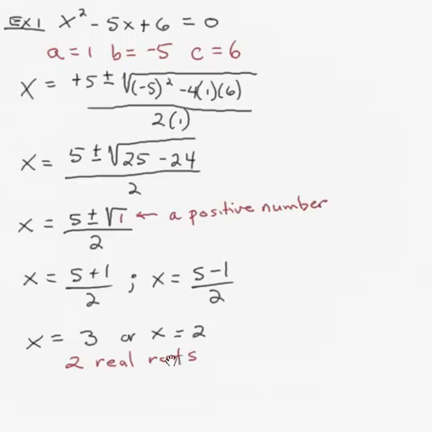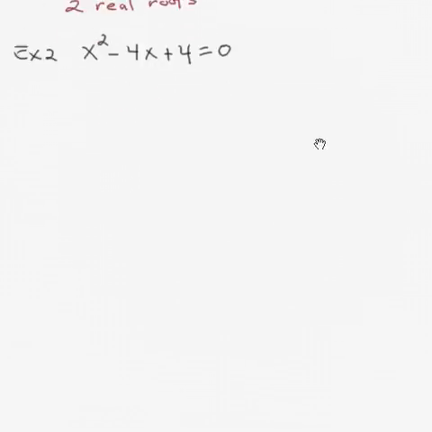But they could be irrational, like the square root of 3 or the square root of 2, if that were the case. But here, as we color code this in brown, we have a positive number as the radicand. We end up with two real roots. Let's look at another example and see what happens.